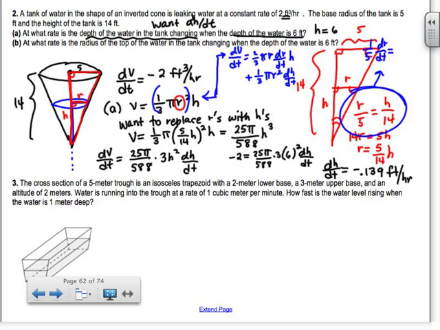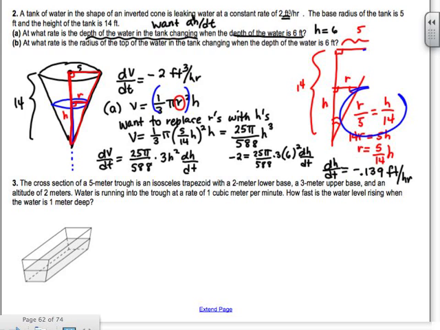You can always take the derivative from that point, and you'd have dr over dt times 1/5, right? This is 1/5 r, equals, this is 1 over 14 h, so it'd be 1 over 14 dh over dt. So then you could solve for dr over dt. So dr over dt would just be 5 over 14 dh over dt. So you could do that, and that would save you from a mistake.